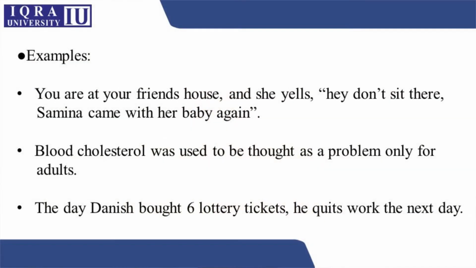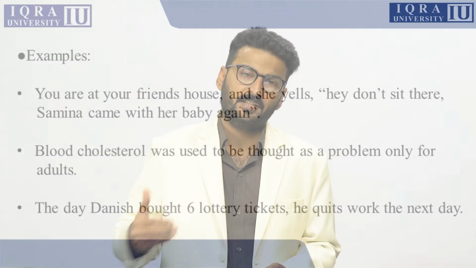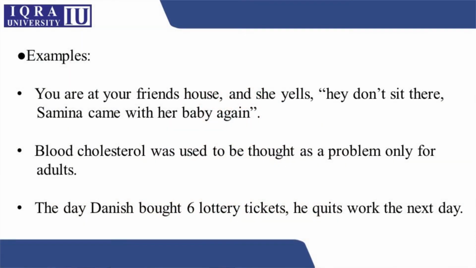Now, let me give you an example. There are a few examples to help you understand what I'm saying. Let's suppose you are at your friend's house and she yells, "Hey, don't sit there. Samina came with her baby again." Your friend is saying not to sit at that specific place because a baby was sitting there just before this. You should have the ability to understand why your friend is asking you not to sit.